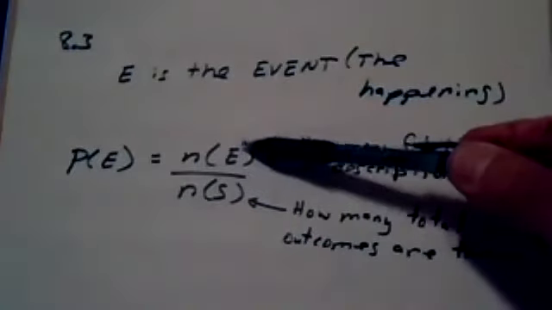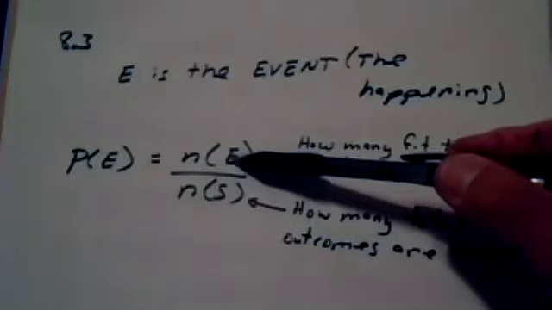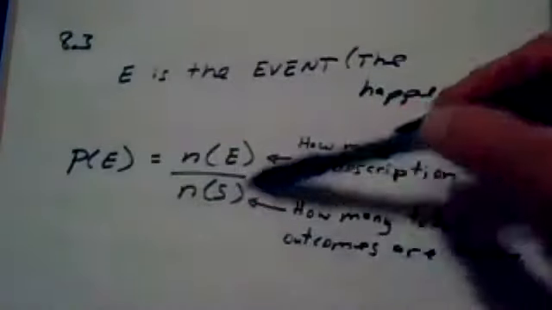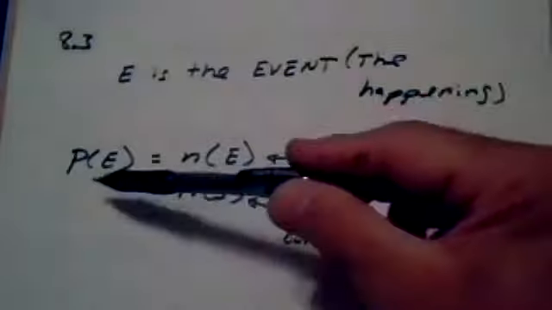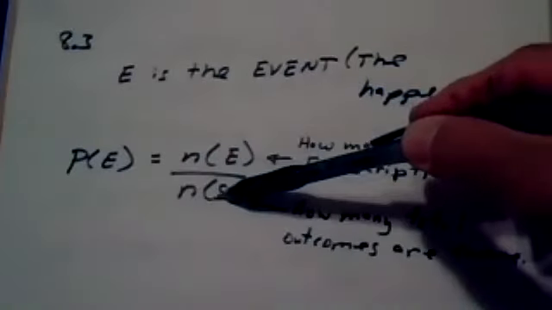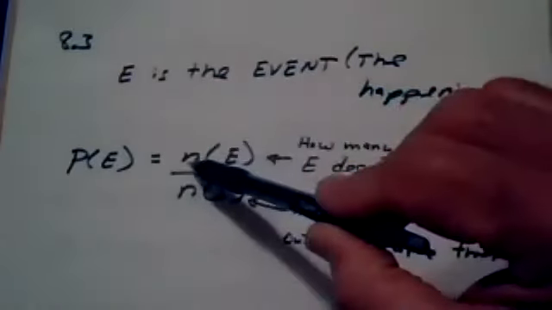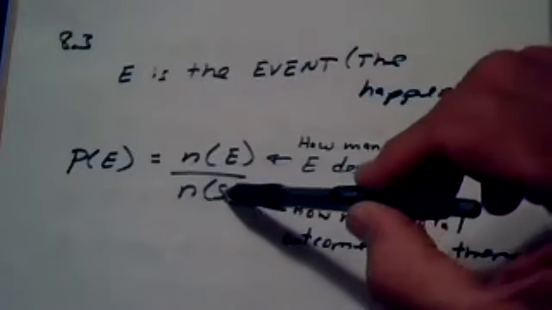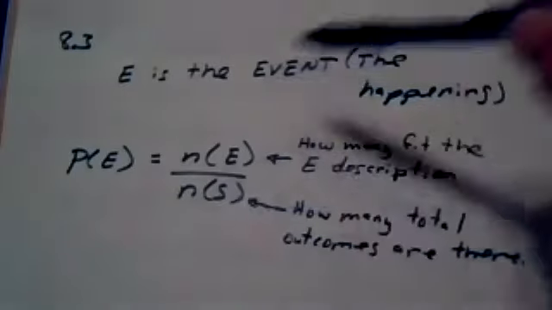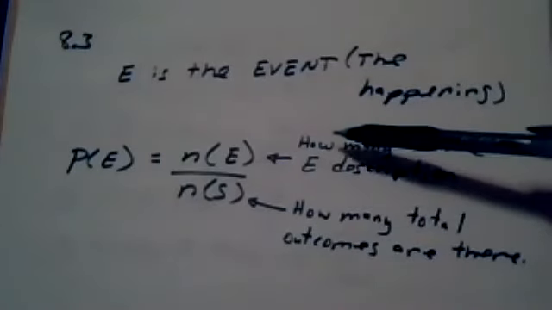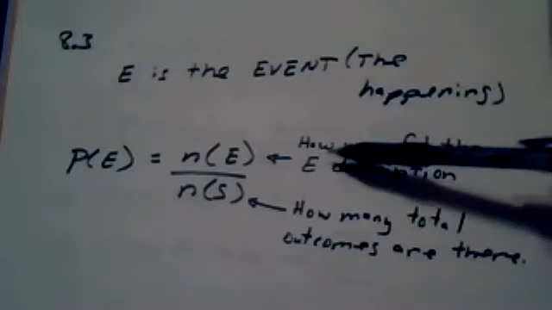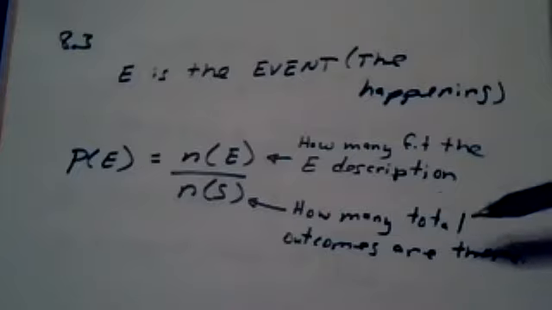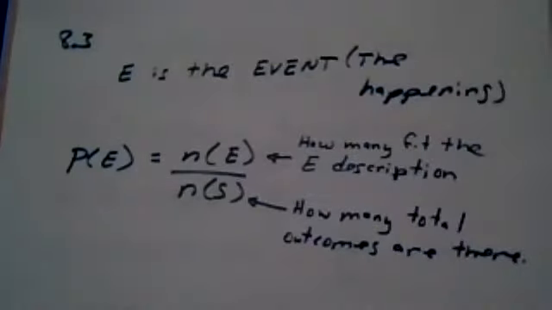Notice it's a fraction. The E is the event, but notice this is a P because we're looking for the probability. But on this side, we have n's. So to find the probability, you have to count two things. How many members are in the event, and then how many members are in the sample space. The sample space is the same thing as the universe. So it's a fraction. How many fit the E description? How many total outcomes are there? You divide that, and that's your probability.